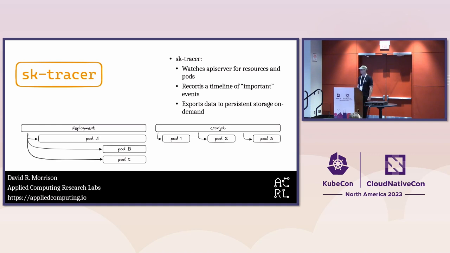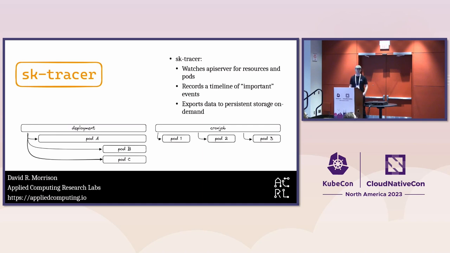And all it's doing is it's recording a timeline of important events. What do I mean by important events? Well, these are any time that these objects change in a way that might be relevant to the simulation. So I've got a couple examples here. On the left, you can see that there's a deployment. Maybe the deployment is created at time zero. Shortly thereafter, it spins up a replica set underneath the hood, and then that replica set spins up a pod. That pod, pod A, runs for a short period of time. And then maybe a human operator or HPA decides this deployment needs to scale up. It increases the number of replicas, and then it creates two more pods, pods B and C.